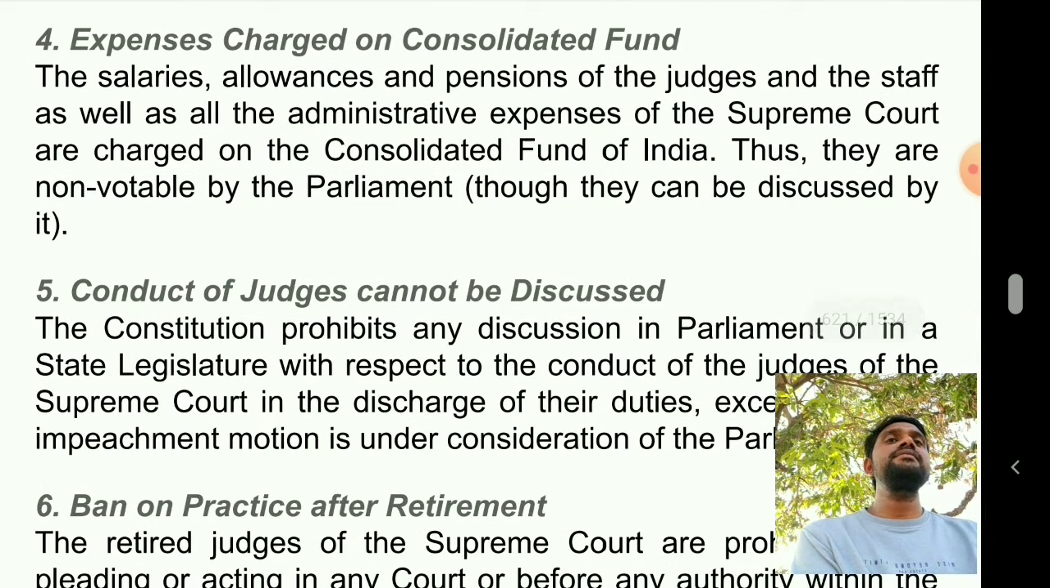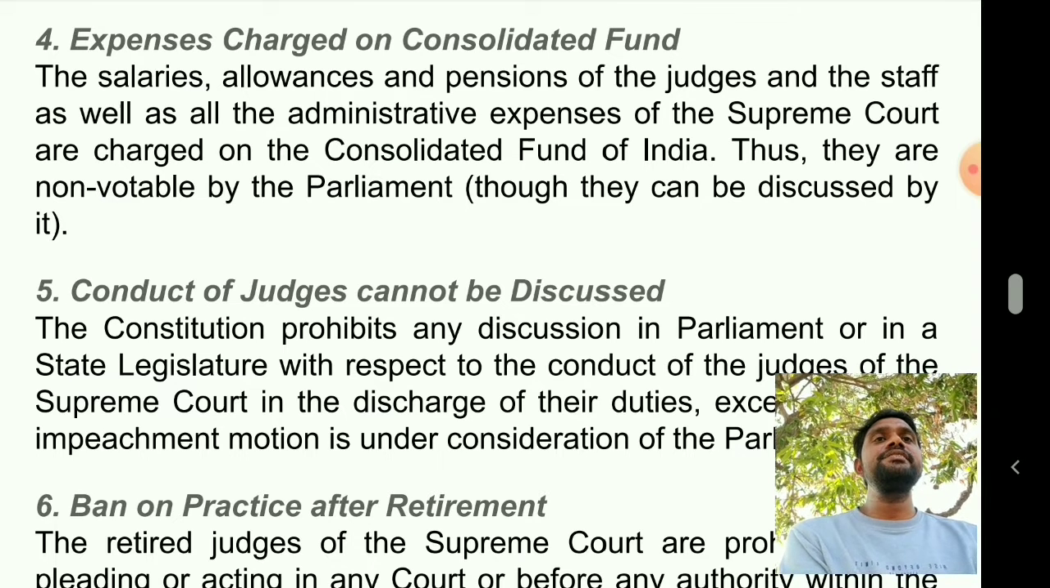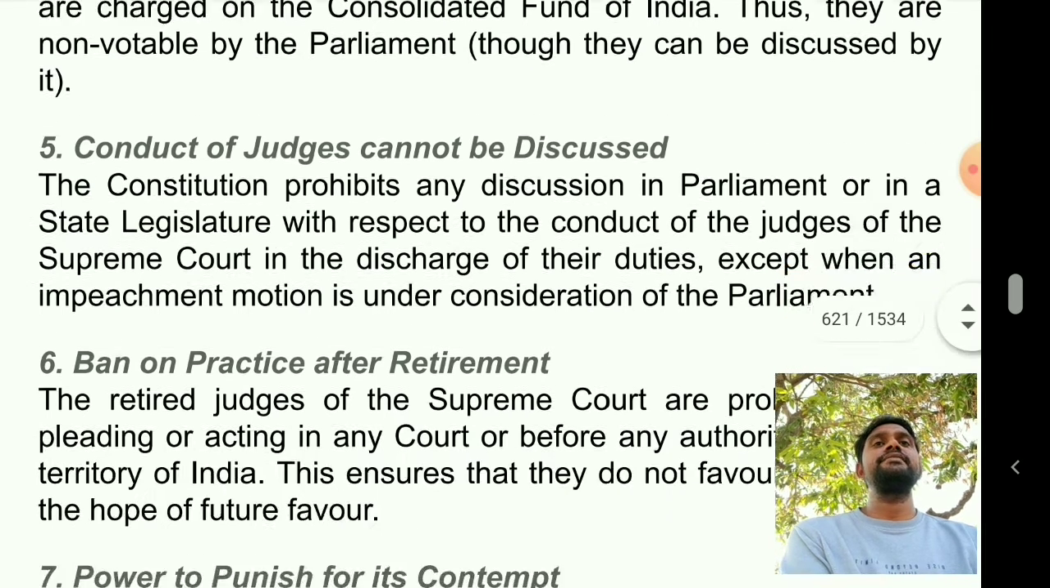Fourth is expenses charged on the Consolidated Fund. The salaries, allowances and pensions of the judges and the staff, as well as all administrative expenses of the Supreme Court, are charged on the Consolidated Fund of India. Thus, they are non-votable by the Parliament, though they can be discussed by it.